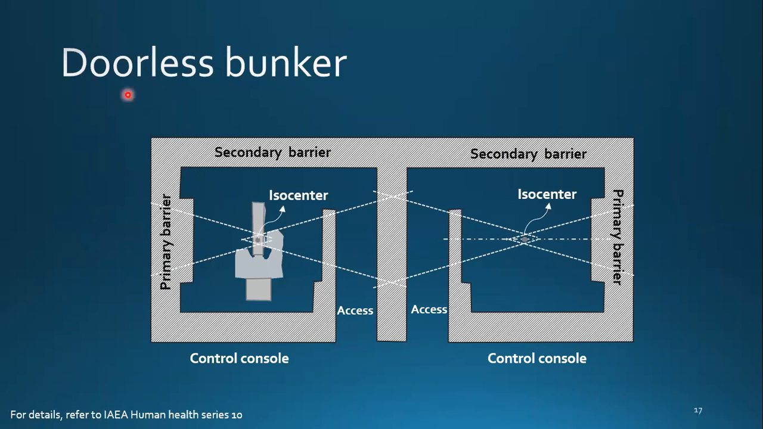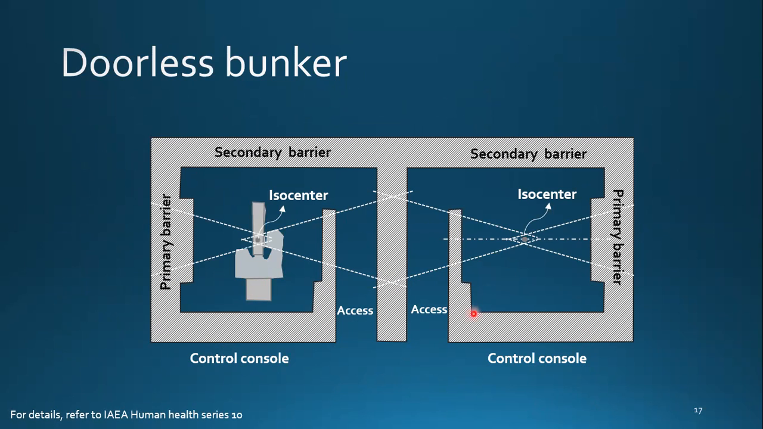We will discuss a little bit on the doorless bunker. I hope you remember we said in lecture 4 that it is possible to have a doorless bunker. If at all possible, how do you do it? Actually, I have taken this layout from the IAEA booklet, Health Series Report 10, in which they have given two orientations for the radiotherapy bunkers. If you have two bunkers, one is a mirroring arrangement, where one is mirrored onto the other bunker.